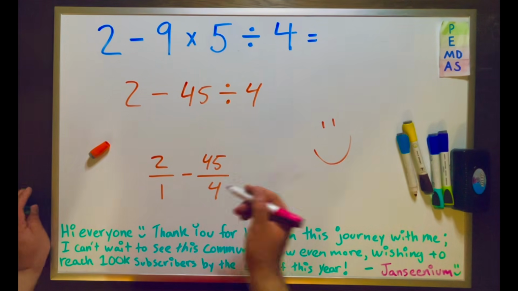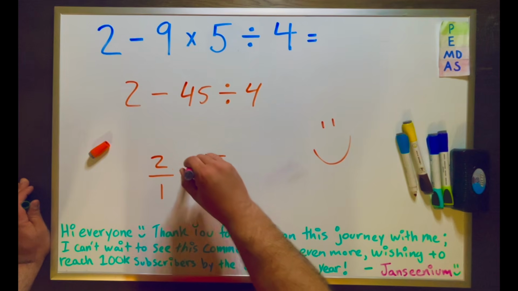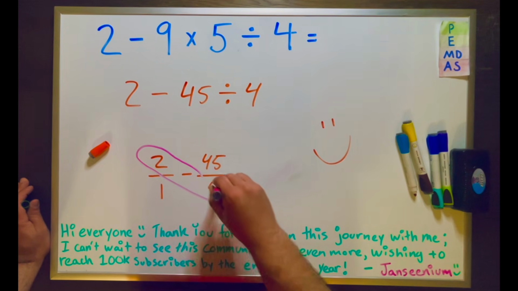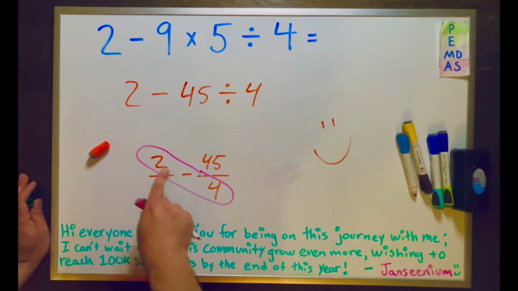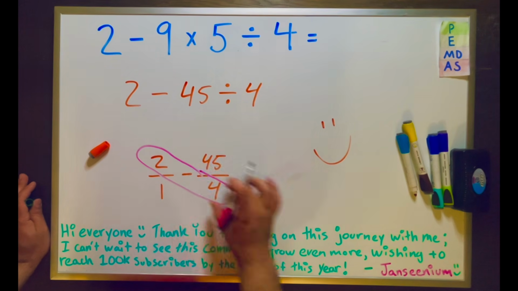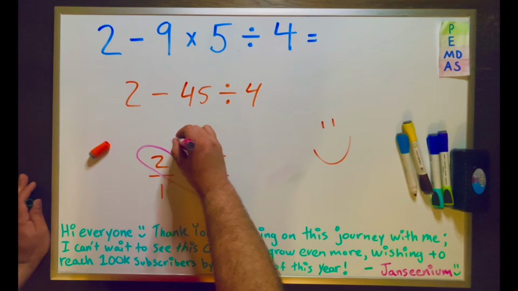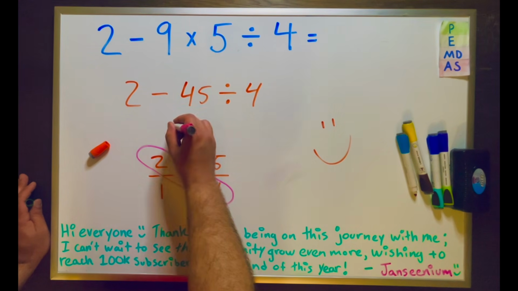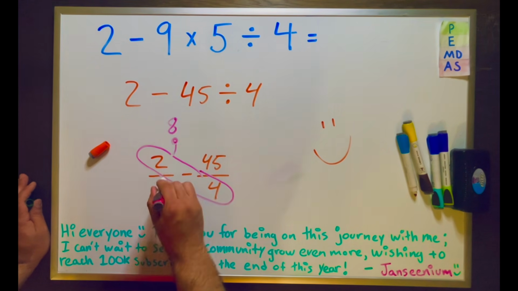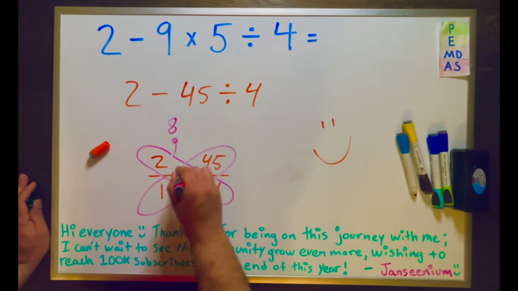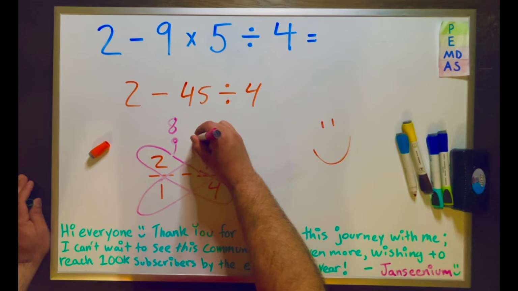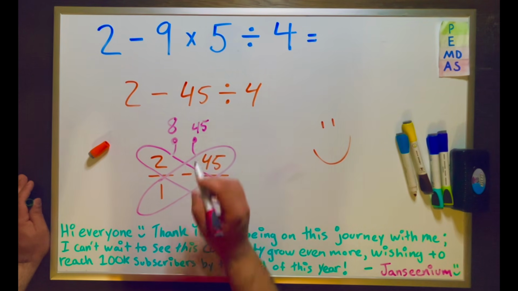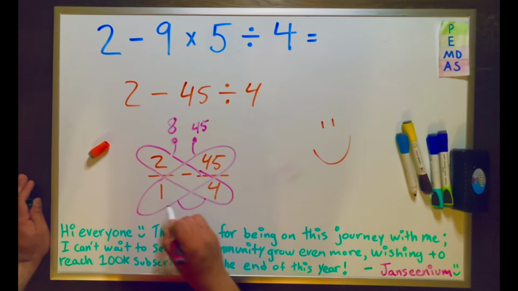Okay, so here's the first wing. 2, so we're multiplying, not subtracting. So 2 times 4, so this is the wing, and here's the antenna. So 2 times 4 is 8, and then here's the other wing. 1 times 45 is 45, and then here's the body, 1 times 4.